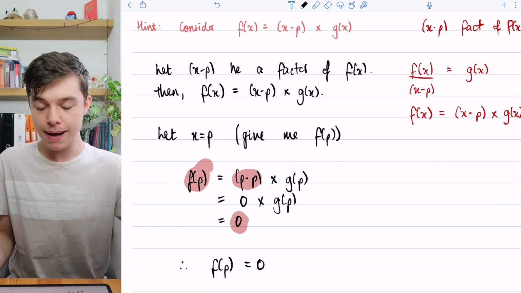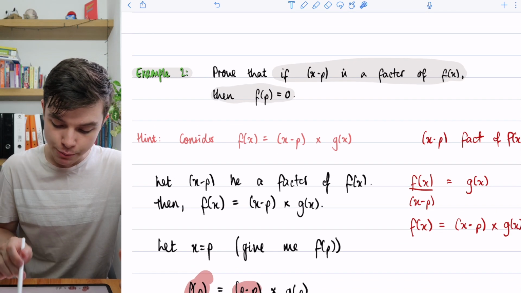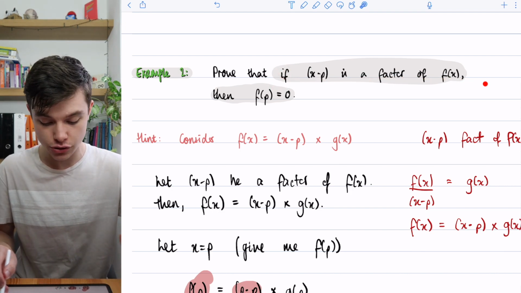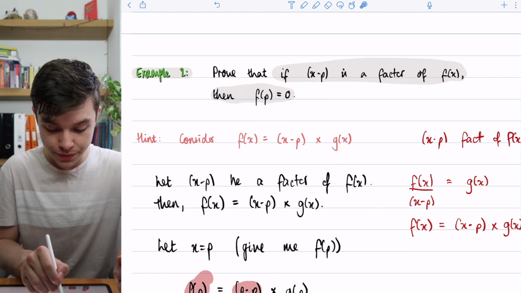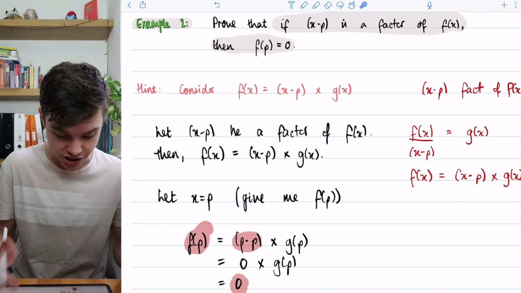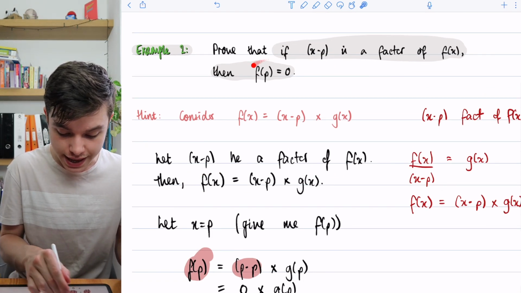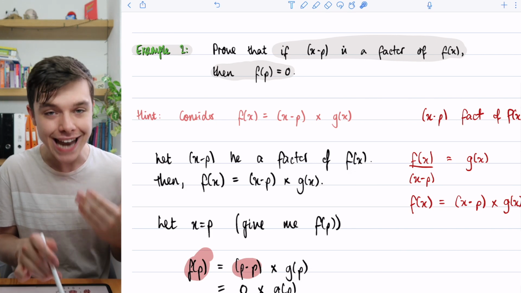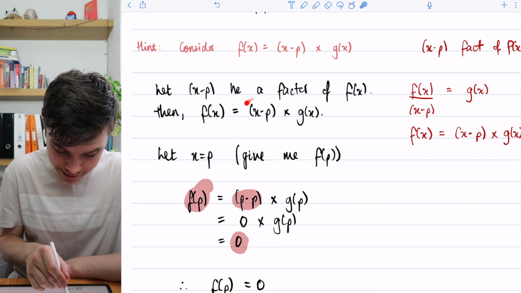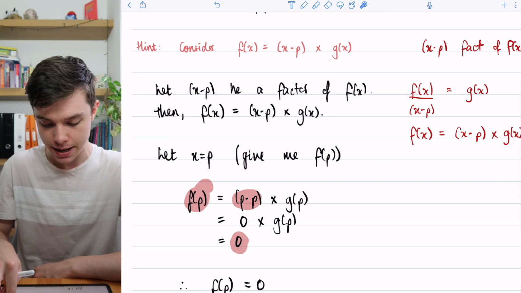Okay, so that's my proof complete, really. All I had to do was use this piece of information, because it's saying if this is true, prove that then this is true. If x minus p is a factor, let's say it's true, which I did here, then we can use that hint. We want to then say that f of p equals 0. Well, how am I going to get 0 on the right hand side? Looking now, I can see it's when x is equal to p.